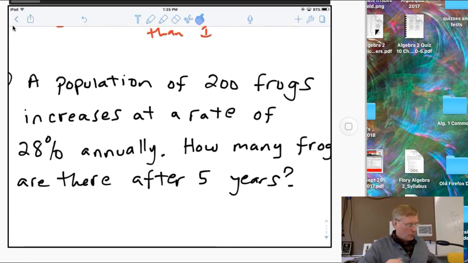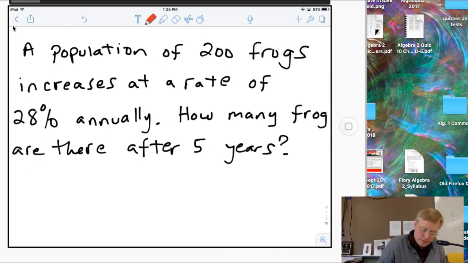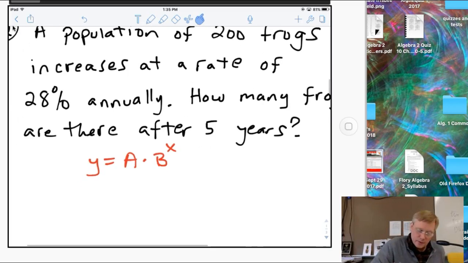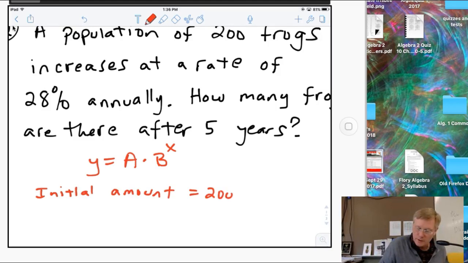Number 2, all right, word problem. Has to do with frogs. Population of 200 frogs increases at a rate of 28% annually. How many frogs are there after 5 years? All right, so I'm going to start off. I've got that same equation, y equals a times b to the x, where a is the initial amount and b is the growth rate. Now this one increases, which means we're going to start with that. Actually, let's start with the initial amount since that's nice and easy. The initial amount would be 200, okay, because that's how many frogs you started with.